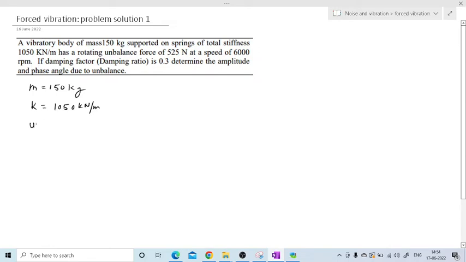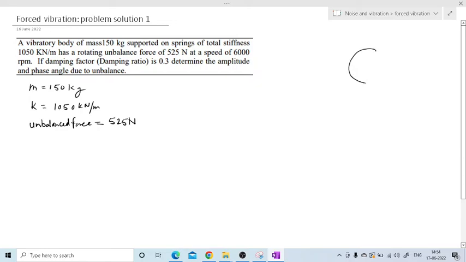So I'll write here unbalanced force. Now what is this unbalanced force? Before moving to the next given, we'll talk. See, in forced vibration, there is one term called vibration due to rotating or reciprocating masses.